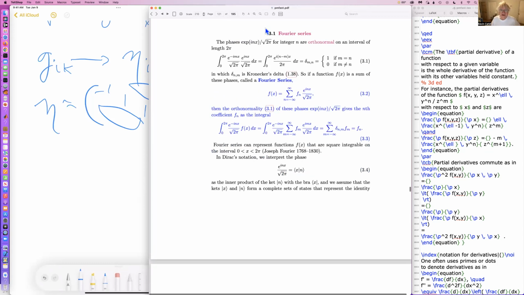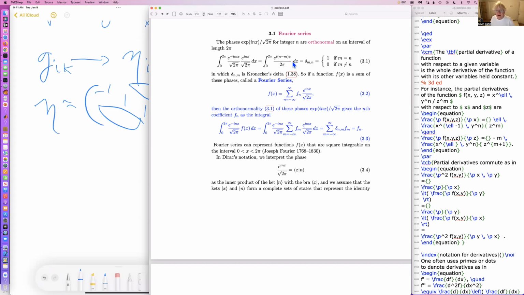the idea here is that these phases, e to the inx, for integer n, are orthonormal on an interval of length 2 pi, when, of course, you divide by the square root of 2 pi. And so the integrals are simply that this is e to the i(n minus m)x over 2 pi.